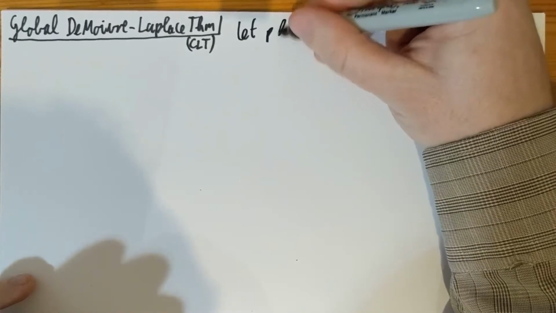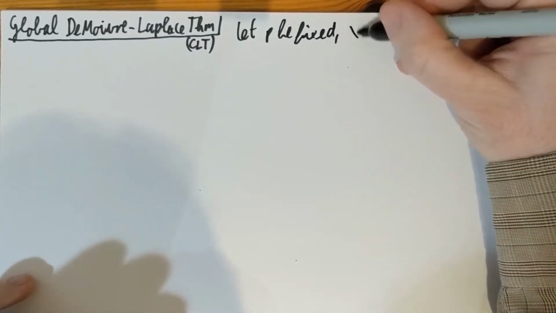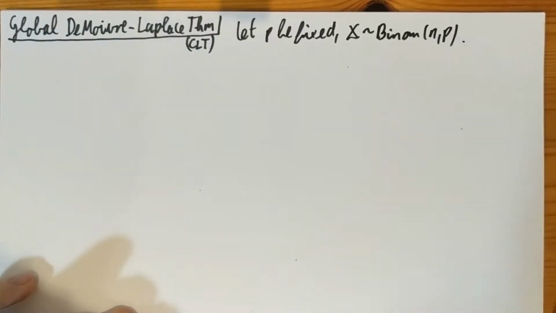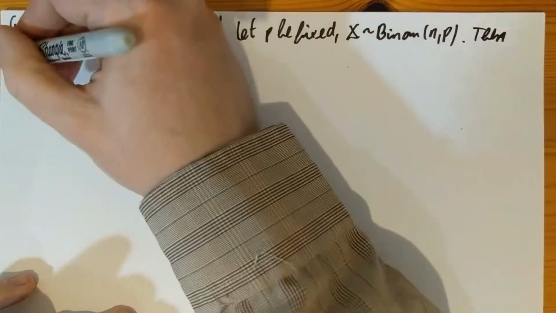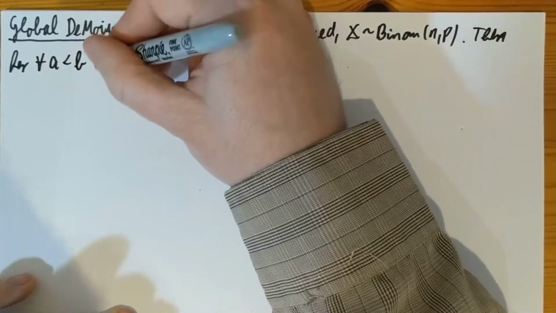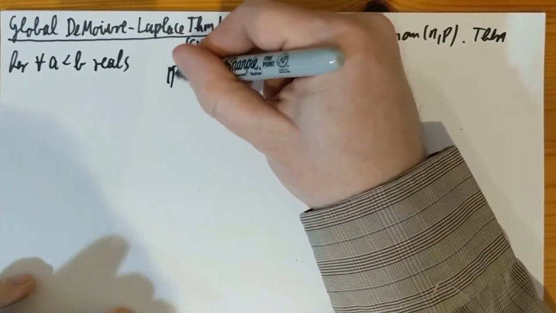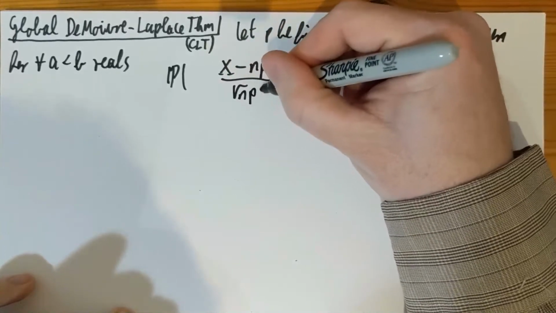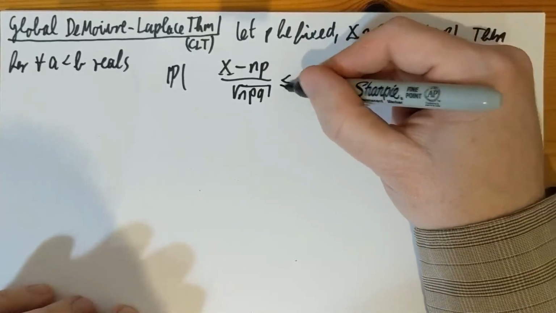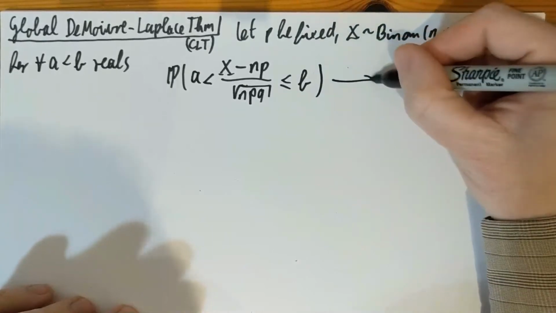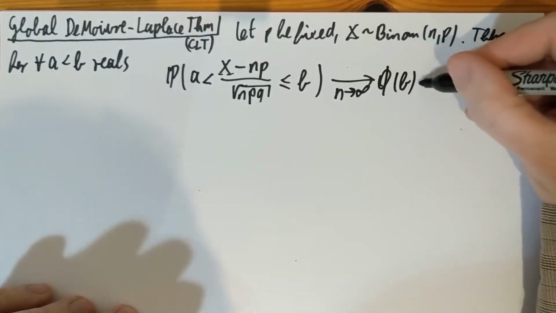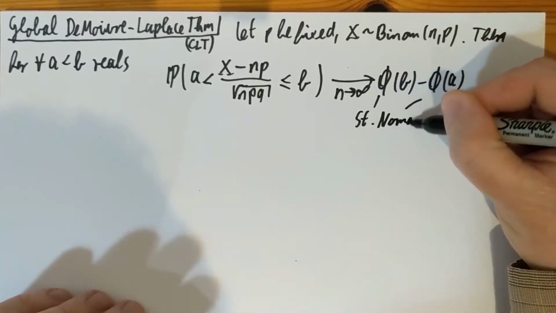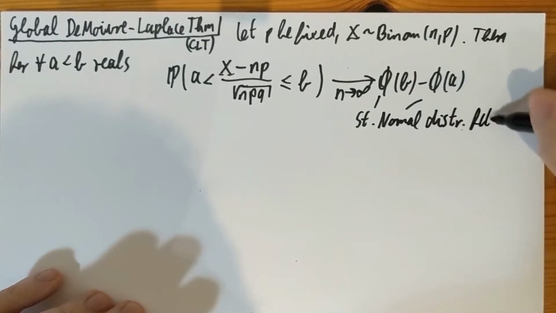Let p be fixed again, and X be a binomial n, p random variable. So the same conditions as before. Then, for any a smaller than b reals, we have that the probability of the binomial random variable standardized, so subtract the mean divided by standard deviation, root npq, q is again 1 minus p of course, the probability that this is between a and b converges as n goes to infinity to Phi of b minus Phi of a, where Phi is the standard normal distribution function, the integral of little phi.